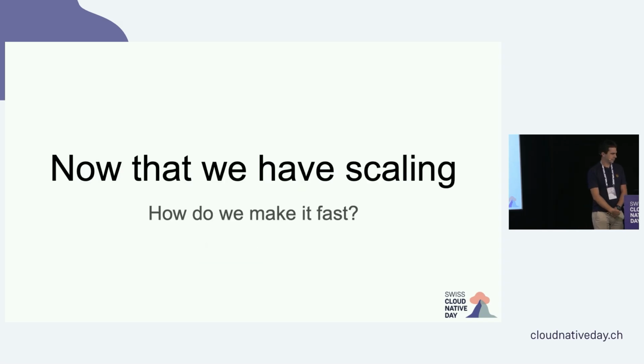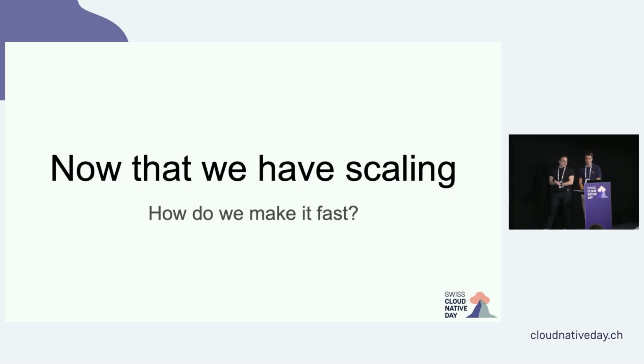Good. So now we have the first topic covered, which is dynamic scaling. The next problem we want to have a look at is how to make it scale fast. One of the biggest problems for scaling fast is the cold start. If you need to download a Docker container, you need to set up the execution environment for the Docker container. The container needs to start, the application needs to start. That all takes some time.